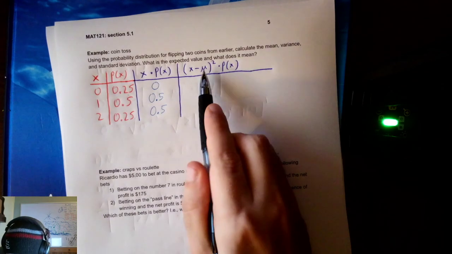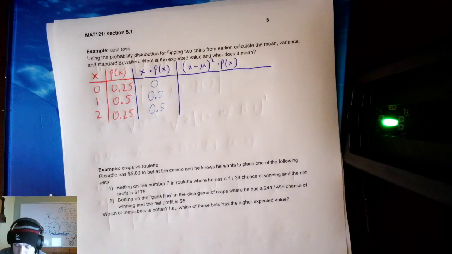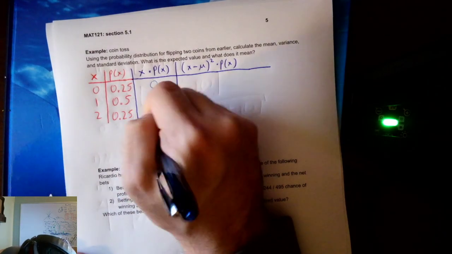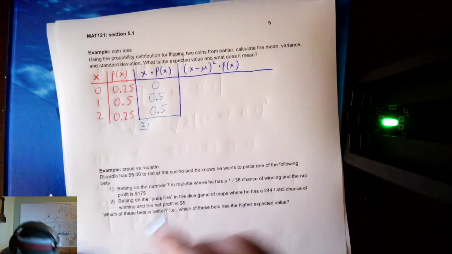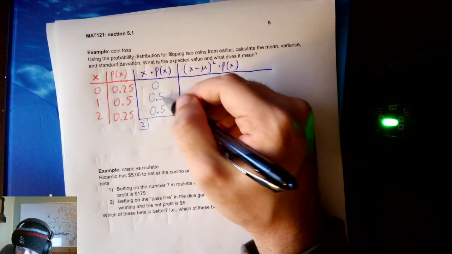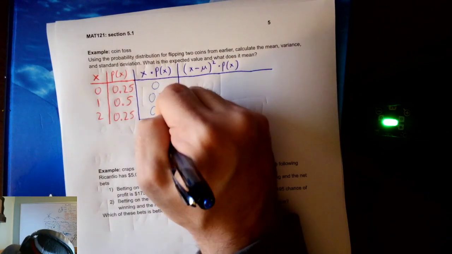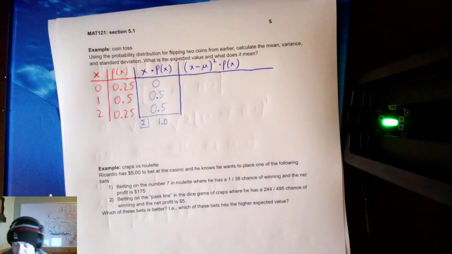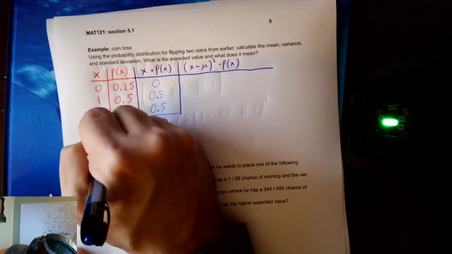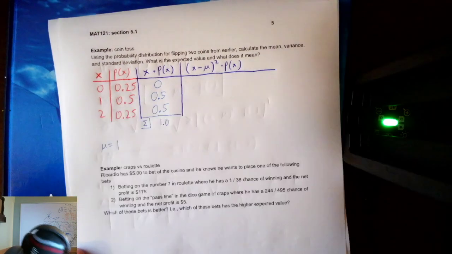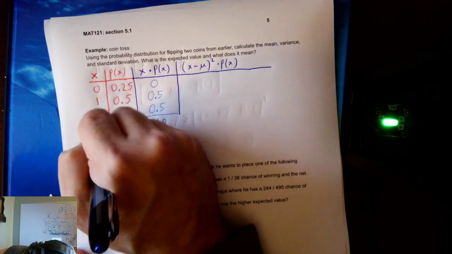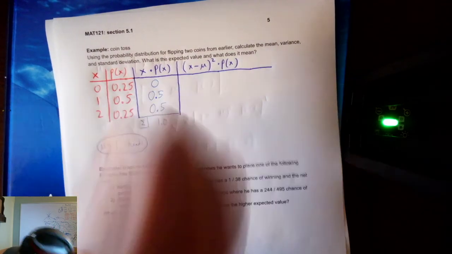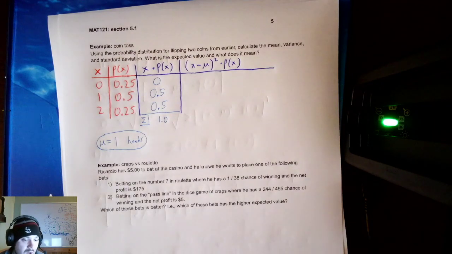Now, I need the mean to calculate this one, right? So, let's see. What do I get when I total these? Remember, I like to put a little sum symbol here, so I know I'm totaling it. 0, 0.5, and 0.5, if I add those together, I get 1.0, right? I get the value 1. So my mean is equal to 1 heads, right? The units would be heads because I'm flipping coins, and I'm counting the number of heads. The average outcome would be 1 heads. The mean outcome would be 1 heads.